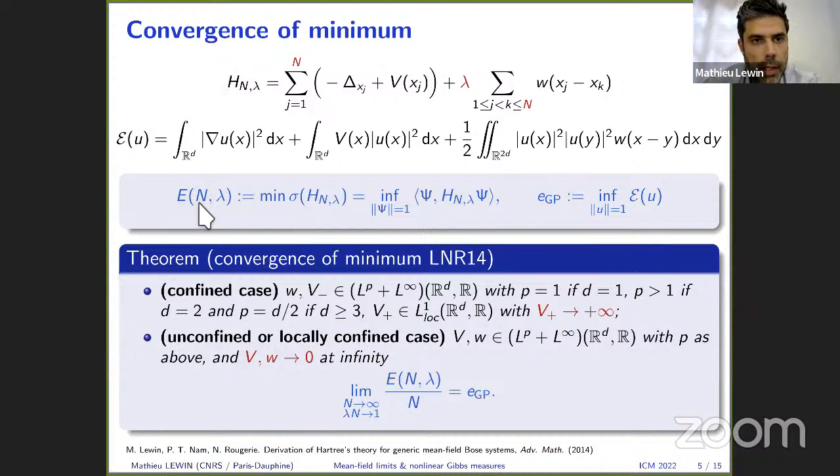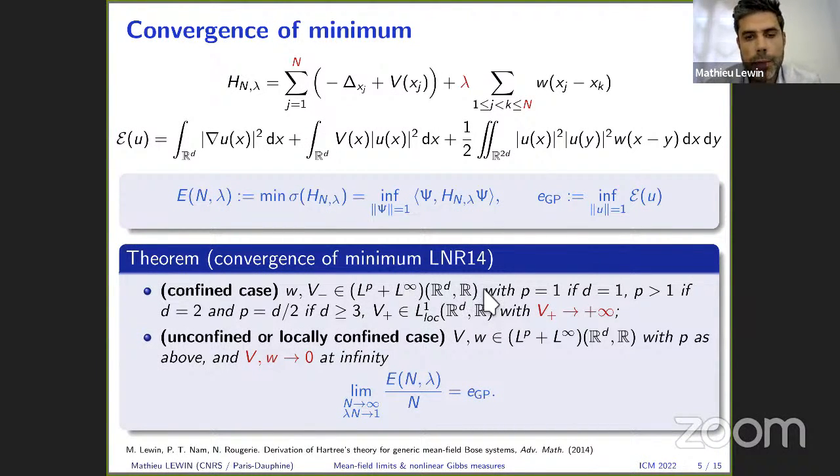So I'm calling E(n,λ) the first eigenvalue, or the bottom of the spectrum of H_n^λ, and I'm calling little e_GP the infimum of the Gross-Pitaevskii energy. And then the first result is a convergence just at the level of the energy. Let's start with a simpler problem: E(n,λ) divided by n towards the Gross-Pitaevskii energy. We could prove this theorem in two cases.